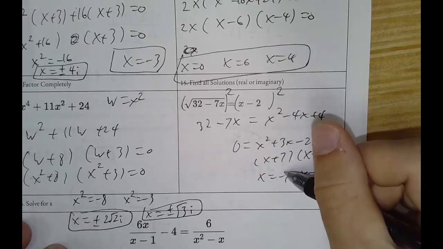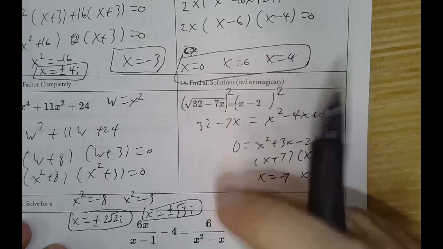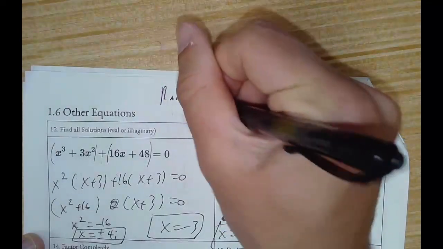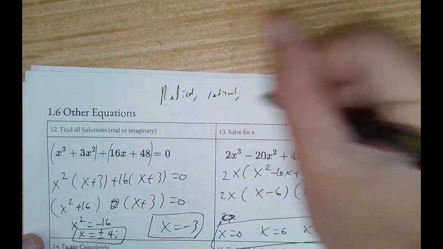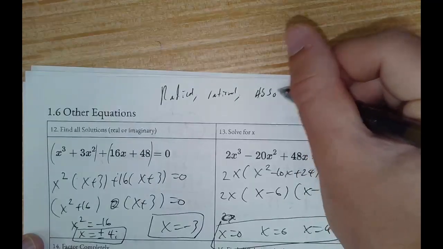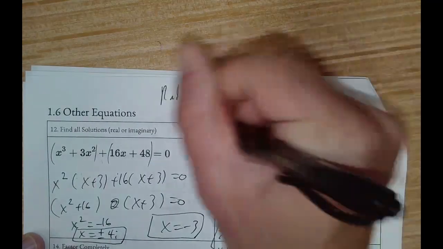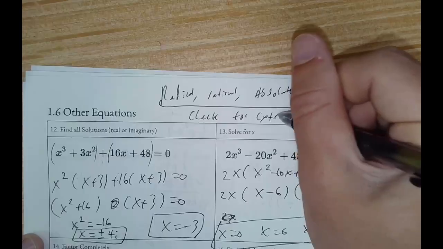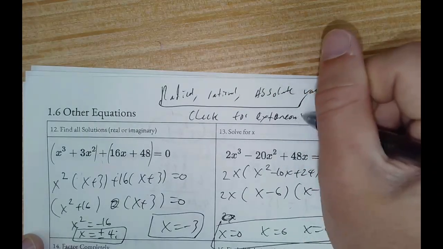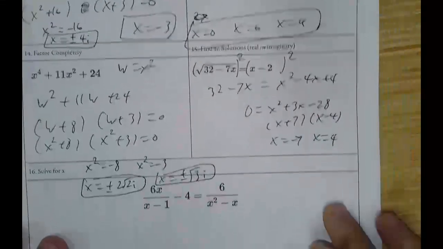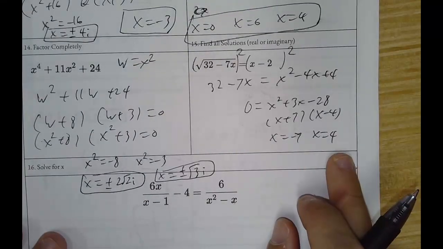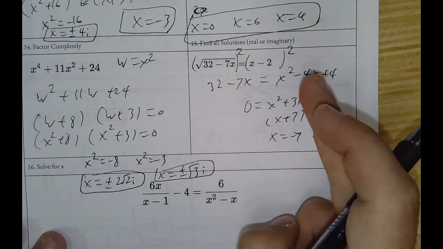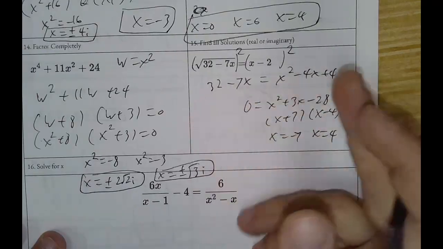But when you deal with radical, let me write this above. So radical, rational, and absolute value, you need to check for extraneous solutions. I will talk about that, but basically, in this case, I could get an answer that just doesn't work when you plug it in, because you're going to get an imaginary number, or it's not going to work out.